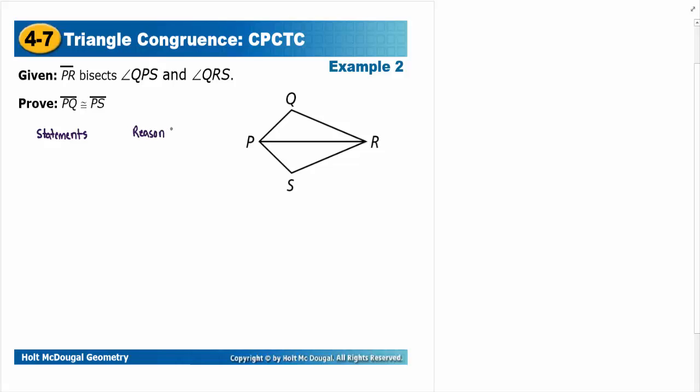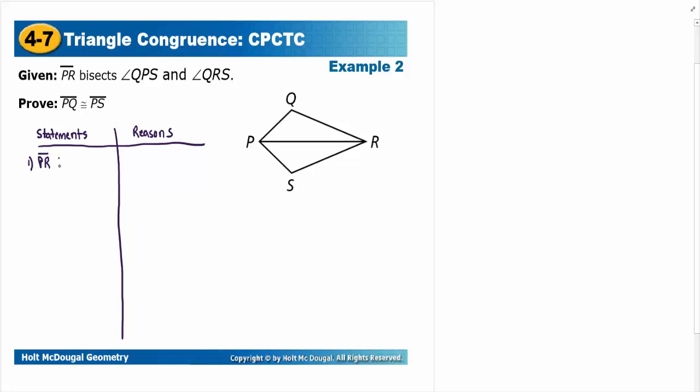So our concept is to prove the triangles congruent. If I can prove the triangles congruent, then I can say that corresponding parts of those triangles are congruent, and for example, PQ is congruent to PS. So that's going to be my goal as I go through this. Prove the triangles congruent, then I can use CPCTC to write my proof statement. So it's going to be one extra step. That's it. Let's start off the same way we would do a proof in the previous lessons.